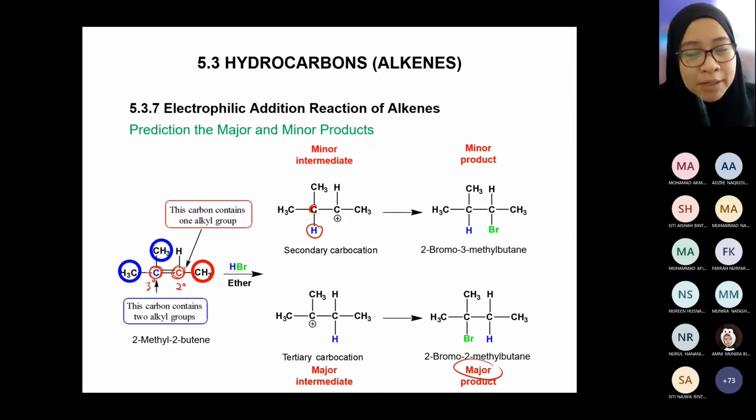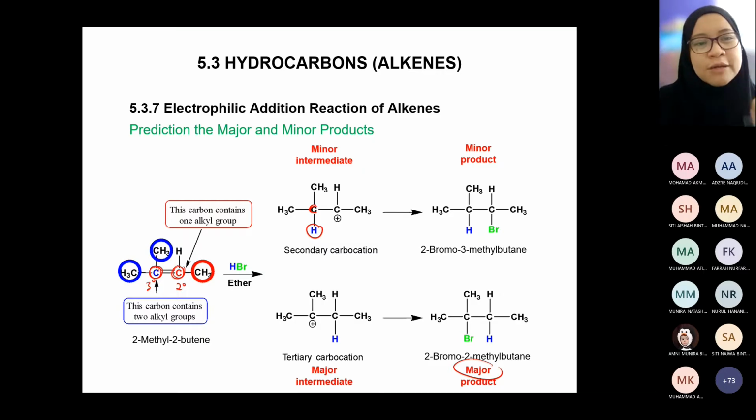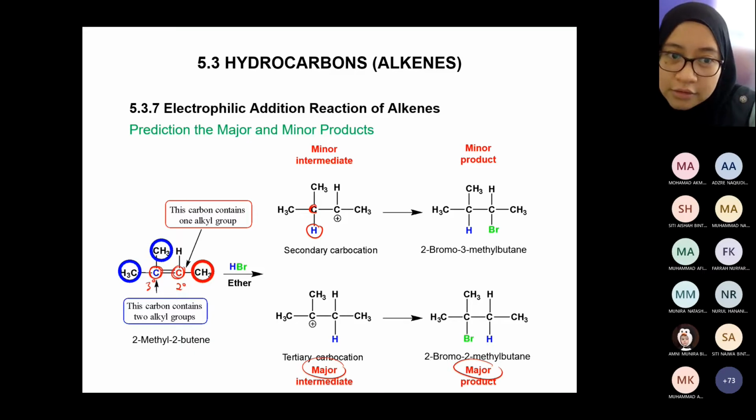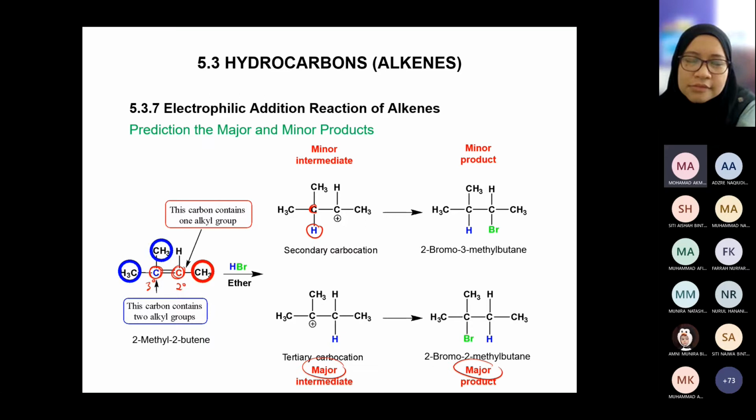Tapi this is only applicable for secondary dengan tertiary. Kalau primary dengan tertiary ataupun primary dengan secondary, the primary will not be formed at all. Sebab tak stable. Okay, Markovnikov tu pun dia based on the stability of the carbocation. That's why tertiary is more stable kan. That's why it will form as major product. Okay, sebab Markovnikov tu dia cakap based on the stability of carbocation. Faham tak? Faham, madam. Okay.